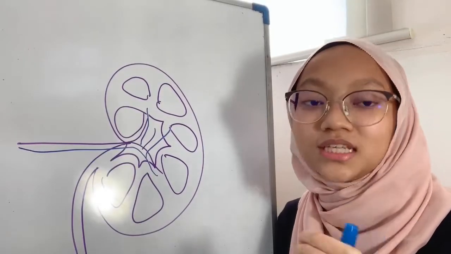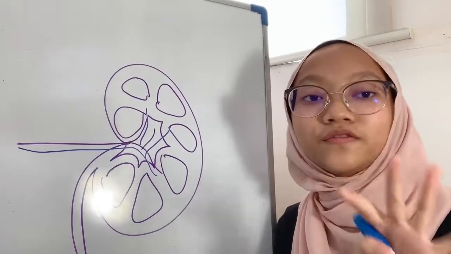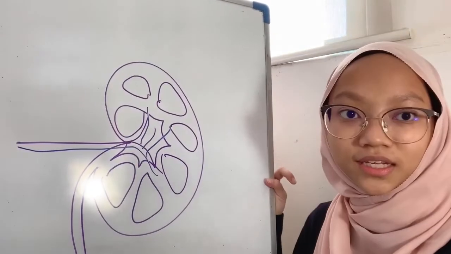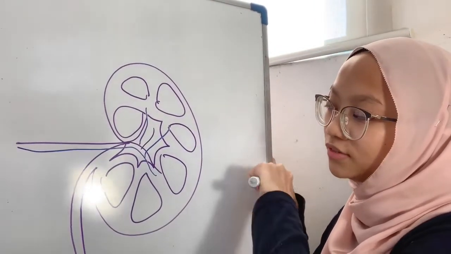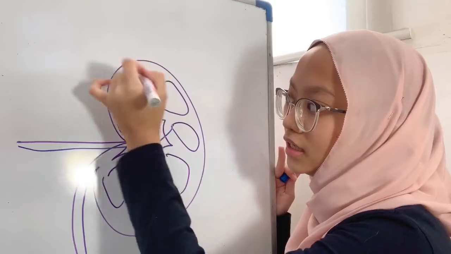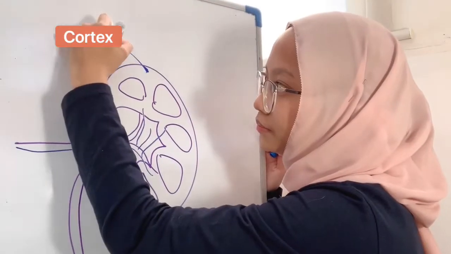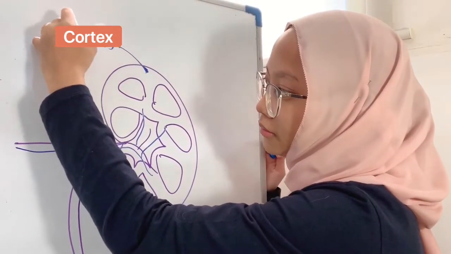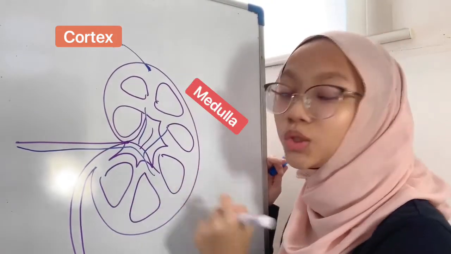The main function of the kidney is to form urine. It filters the blood and forms urine. As you can see here, we have the kidney. So first things first, we have the cortex, the outer layer. This one is known as the medulla.